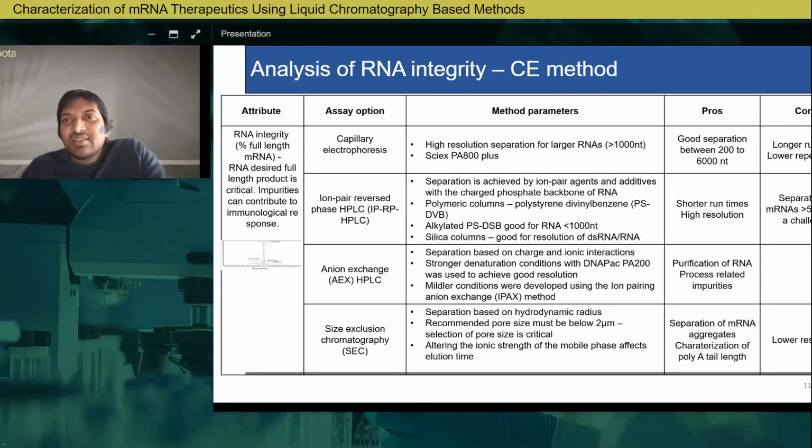The biggest challenge is longer run times and lower repeatability. It all depends on having a very good quality of RNA, and repeatability is very challenging, since it's hard to get the same data every time.